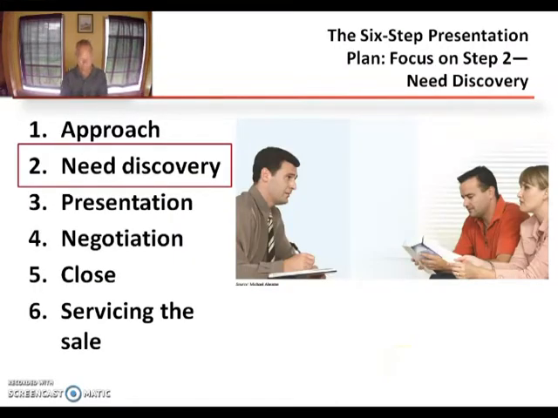As we talked the other night in our first synchronous meeting, we are using a 6-step sales presentation methodology here. Approach, needs discovery, presentation, negotiation, close, and servicing the sale. As we progress through the semester, we're going to talk about each aspect. What we did on Monday night was we role-played the approach. The approach, as you know, is all about breaking the ice, establishing a rapport, building trust, and doing it fairly quickly. The approach should only take about 2 to 3 minutes.